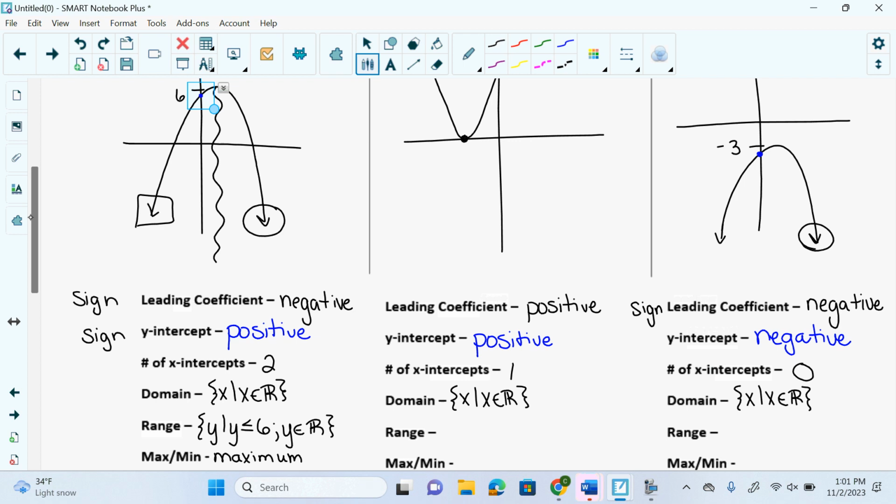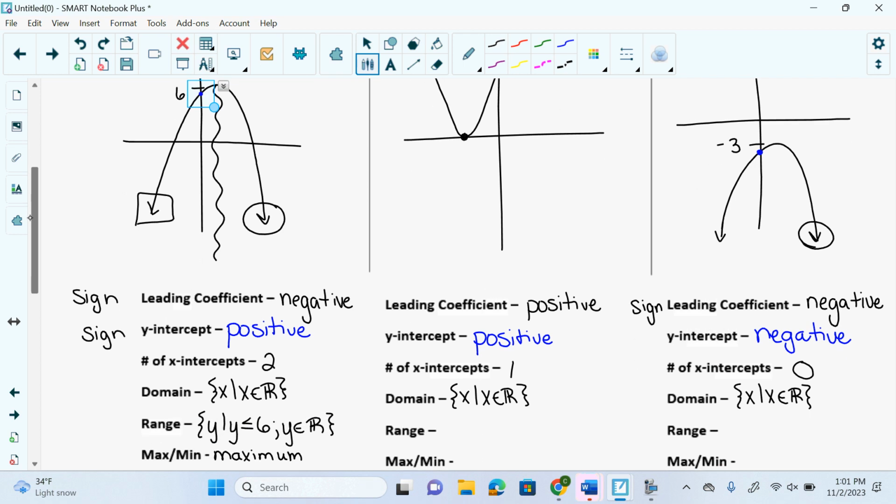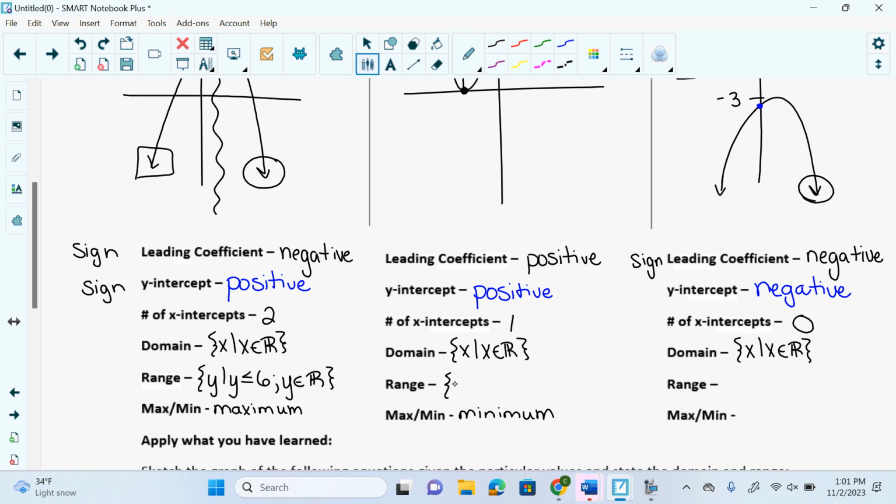Is this next graph a max or a min? A minimum. So what's the lowest it can go to for the y? 0, or what? Greater. So I'm going to say y such that y is greater than or equal to 0. Y is an element of the reals.